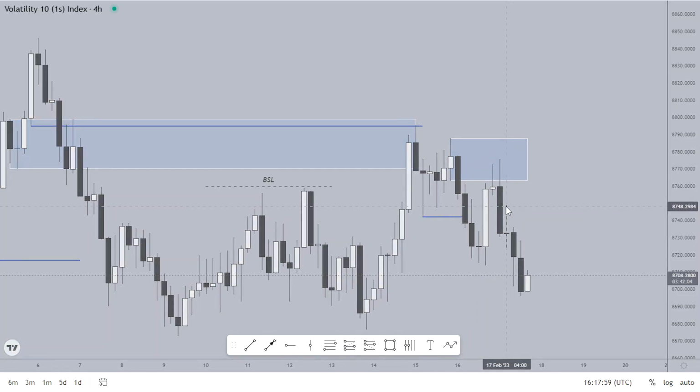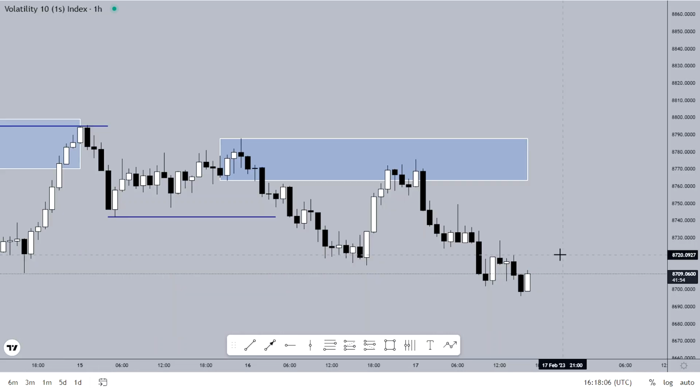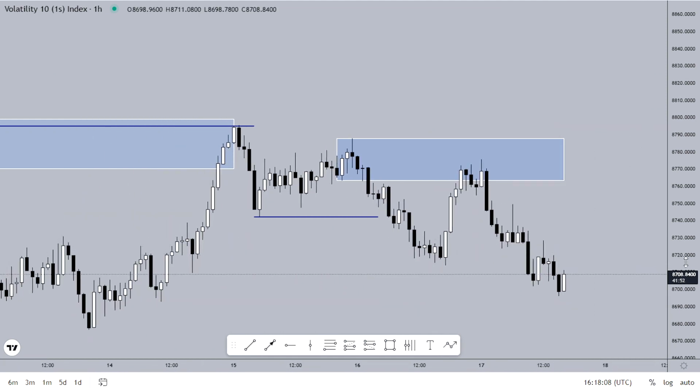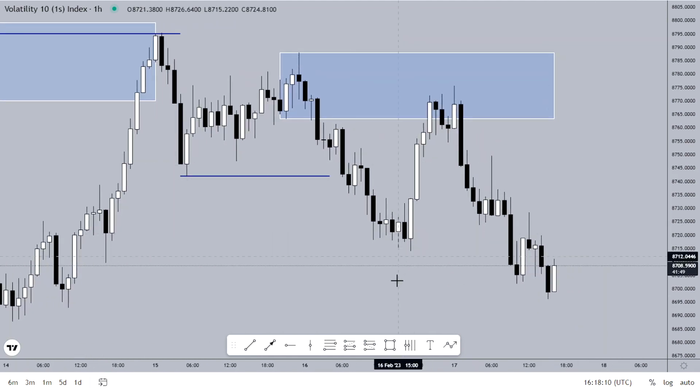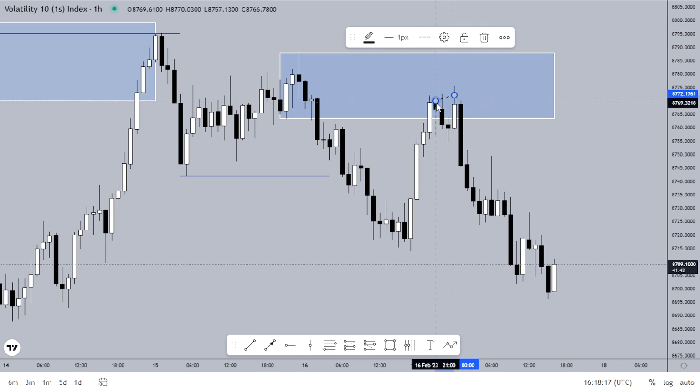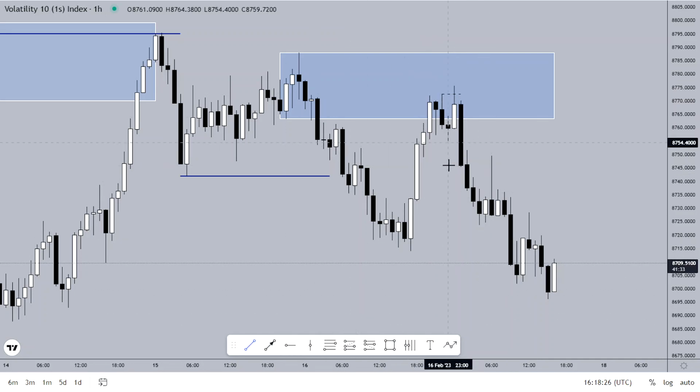So going down to the 1-hour, why is this thing taking so much time to load? So going down to the 1-hour, we can see that price came into the 4-hour bearish order block to this high. It took this high and then shifted market structure right here, right there. That's our shift in market structure.